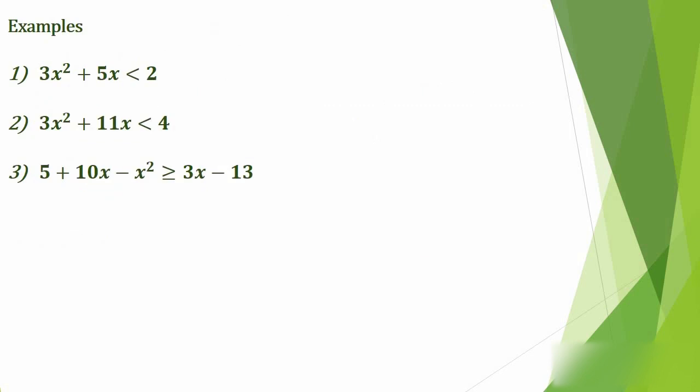So let's get started with some of the examples and see how we can sketch quadratic functions on the x-axis and how we can solve inequalities using the graphical method. So the first example here is to solve the inequality 3x squared plus 5x is less than 2. Now let's see how we can do this on our Microsoft Whiteboard.